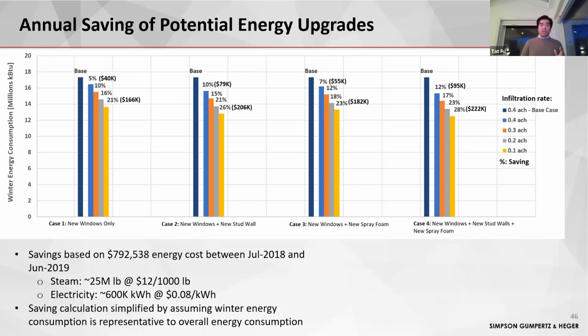So for this particular building, they have gas consumption, steam consumption, and also electricity. We found out from the university the unit cost for those elements, and it turns out this building will use almost $800,000 per year. That translates to, for case 1, saving 5%, which becomes $40,000, and 21% becomes $166K. And for case 4, now you're saving between $95K and $220K.